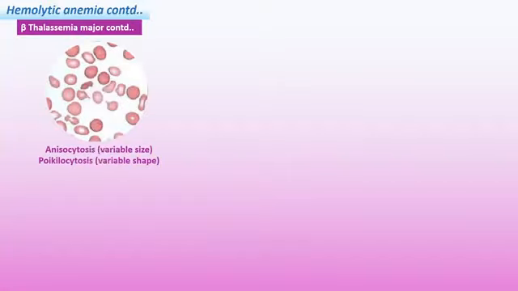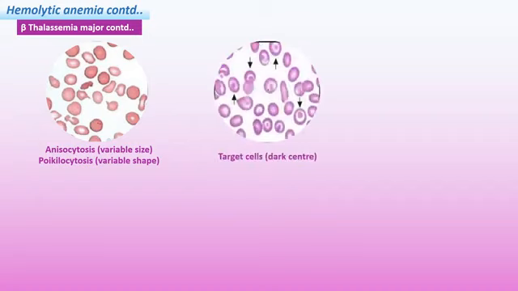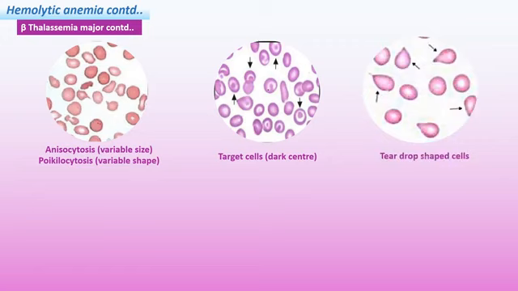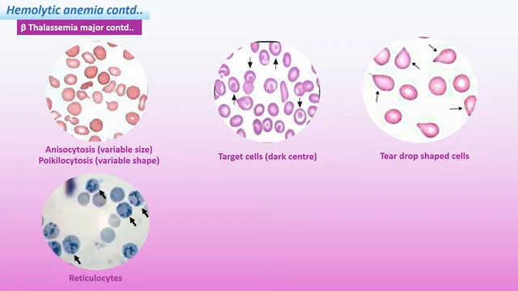In this slide, see variable sized RBC, variable shaped RBC, anisocytosis, poikilocytosis, bullseye appearance or target cell, RBC with dark center, teardrop shaped cells, increased reticulocytes in the peripheral picture, typical pictures of hemolytic anemia.